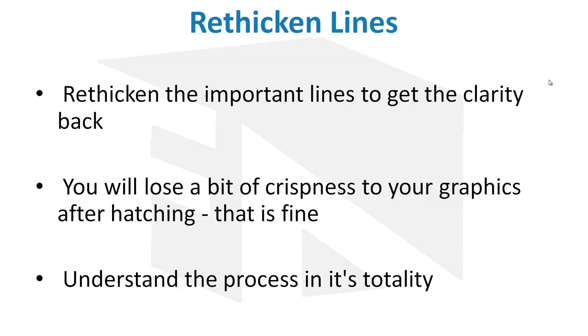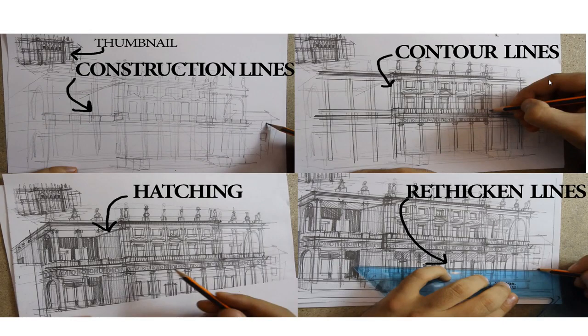Again, the last thing would be rethickening the lines. You need to rethicken the lines to get clarity again, to get crispness to your graphics, and understand the process from start to finish, right? So you got the thumbnail, you got construction lines from the pencil zone weight, you got contour lines, then we've got a bit of hatching for the shadows, not that much materiality because we are focusing on this analytical architecture, and then you are going to rethicken the lines after hatching, okay?